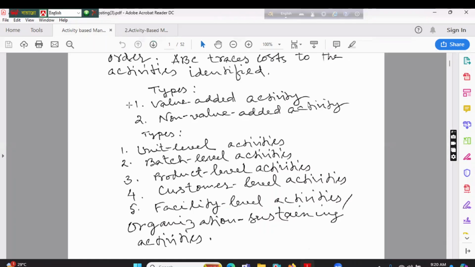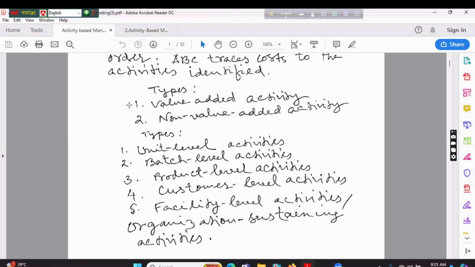Examples of non-value-added activities generally are scheduling, moving, waiting, inspecting, storing. Scheduling is an activity that uses time and resources to determine when different products have access to processes.